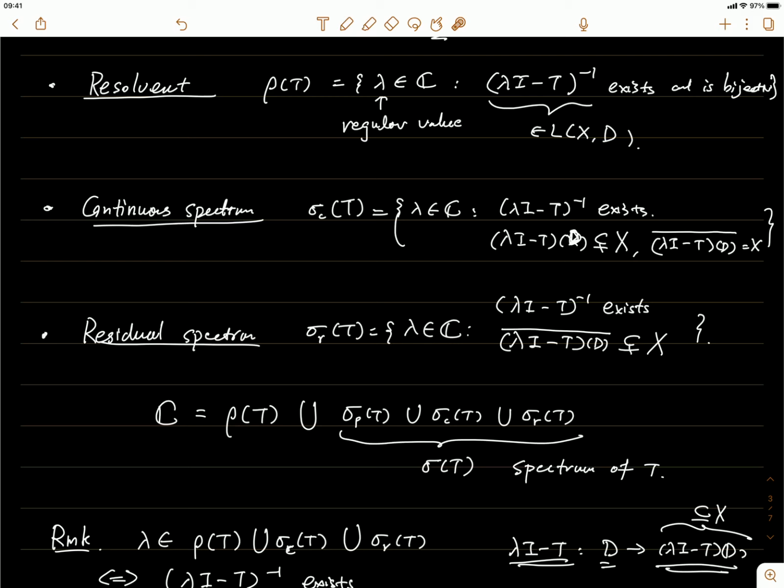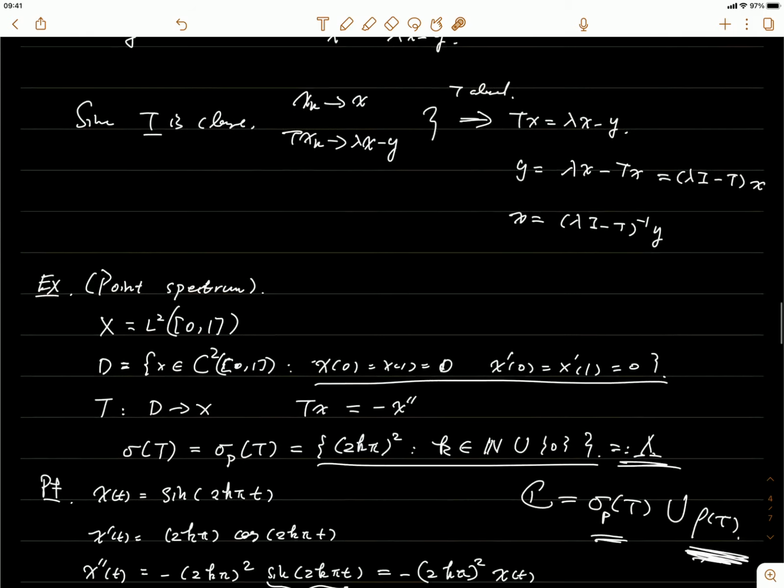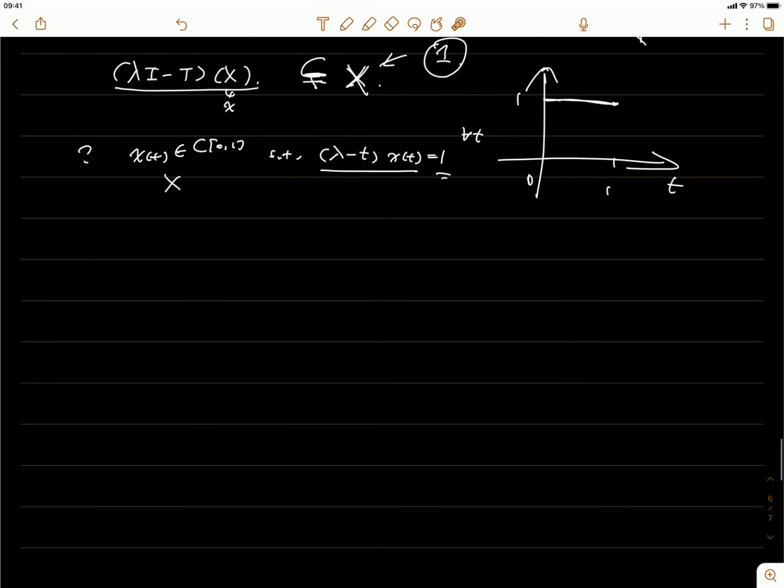So the question is, which one of these is the case? To see that, we just need to take the closure of this set and see if it is equal to X. And the answer is similar as before. If we have a 1 here, there's no way to find a sequence x_k such that (λ − t) times x_k(t) converges to 1. Because for each of these x_k at t equals λ, this is 0 on the left, and it is 1 on the right-hand side. And these x_k are all continuous.